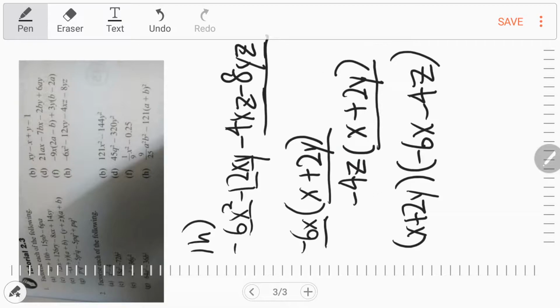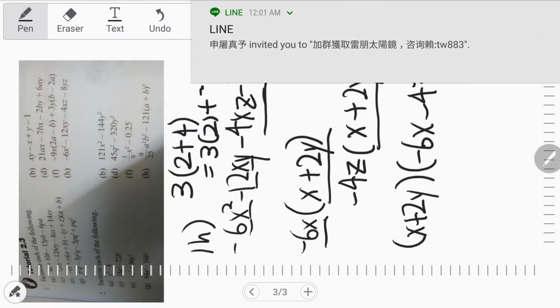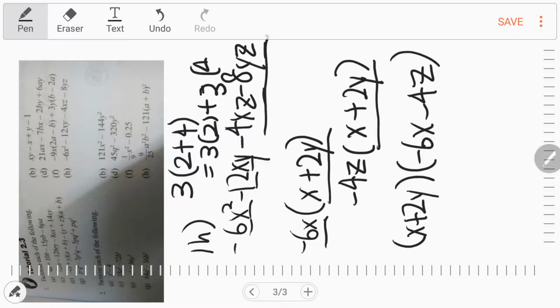So you need to know your distributive rule, meaning, let's say, 3 multiplied by 2 plus 4 is the same as 3 multiplied by 2 plus 3 multiplied by 4. These are the things that you need to know. You need to know the distributive rule first before you come to learning this factorization. And then you might want another example.